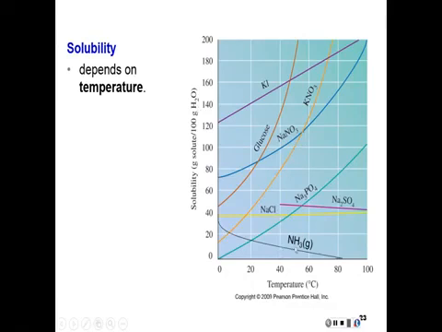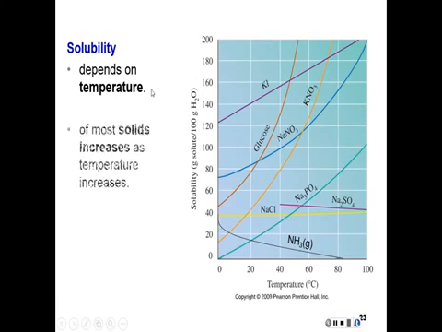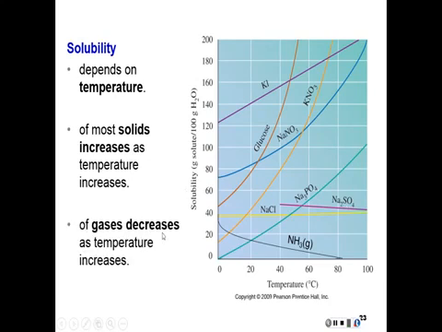And there are a couple of odd ones, like here's ammonia. And here, in purple, we have sodium sulfate. That says sodium sulfate is actually more soluble in colder water. And ammonia is much more soluble in cold water. So solubility depends on temperature. For most solids, it increases as the temperature increases. We saw sodium sulfate being an exception. And for gases, it decreases when the temperature goes up.